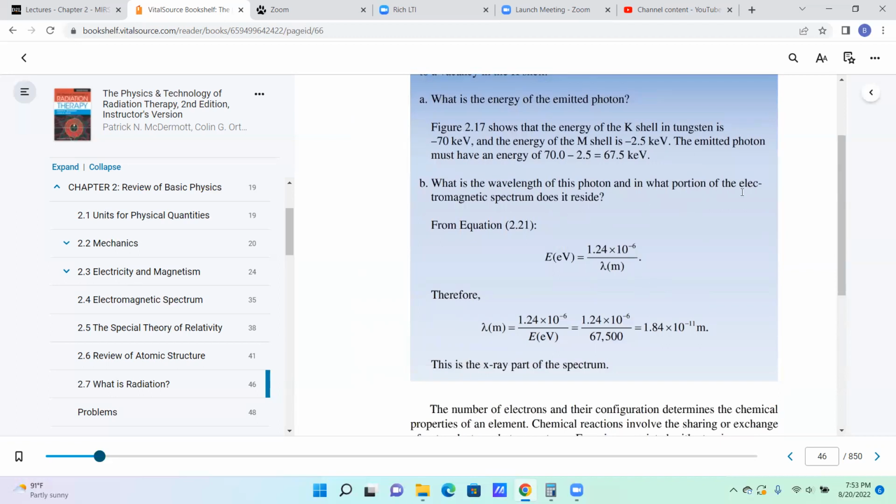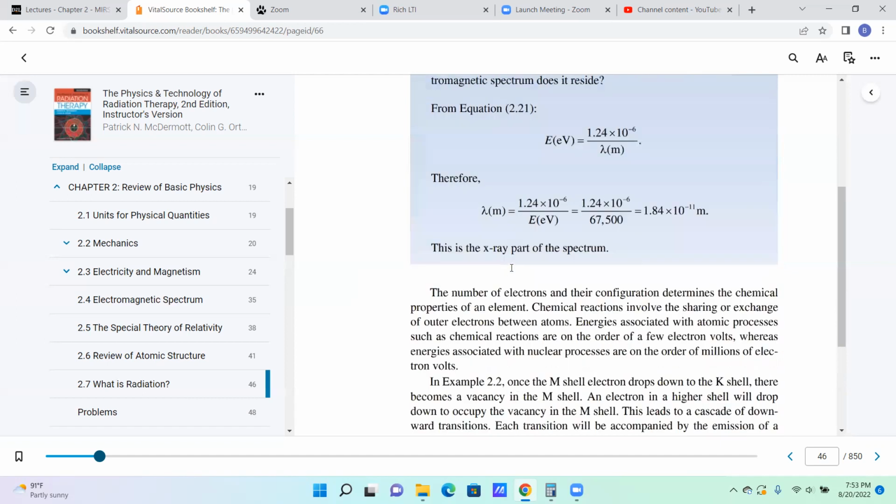What is the wavelength of this photon, and what portion of the electromagnetic spectrum does it reside in? To find the wavelength, we know what h is, and we know the energy in eV. Once we solve this formula for the wavelength and put that information in, this is the wavelength. And so this is the X-ray part of the spectrum.